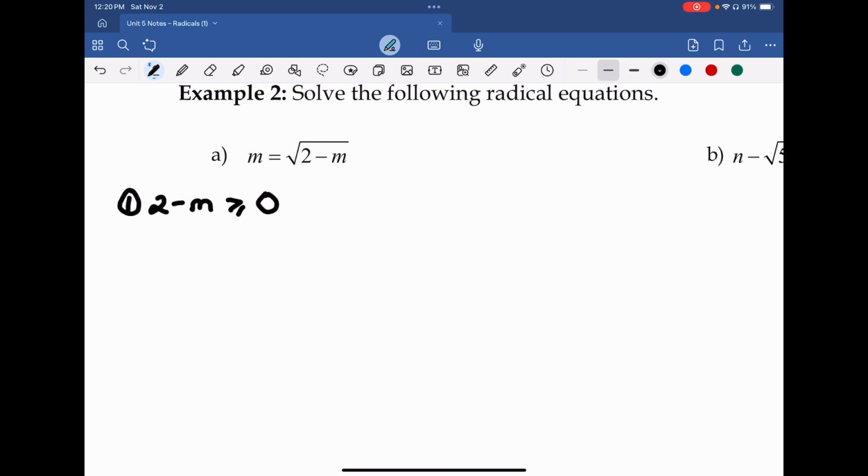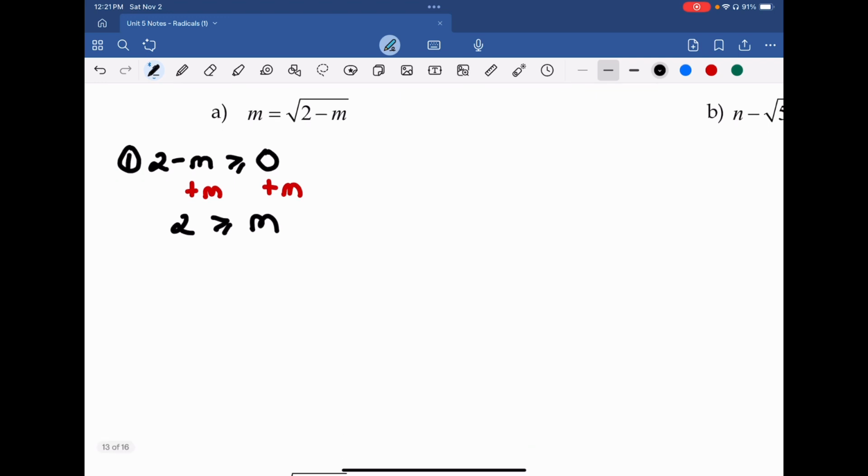If I add m to the other side, so let's just put plus m and plus m just to make it positive, I get 2 is greater than or equal to m, or you can think about it as m is less than or equal to 2. So as long as m is less than or equal to 2, we're like, okay, that satisfies us for this. Now we're going to go to part 2, and we're going to do the algebra around here.